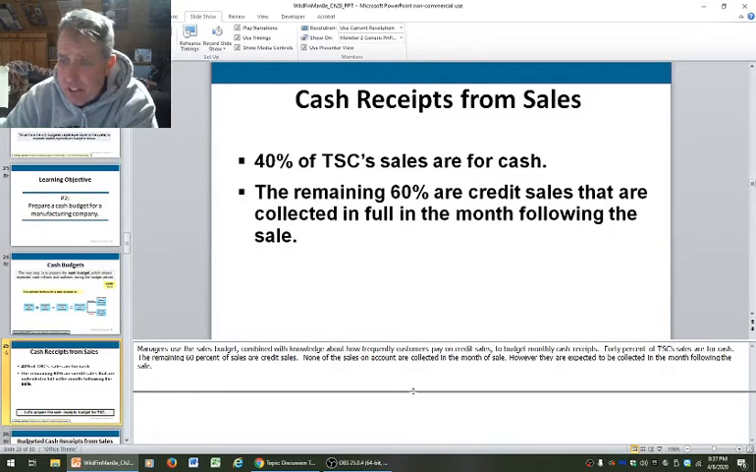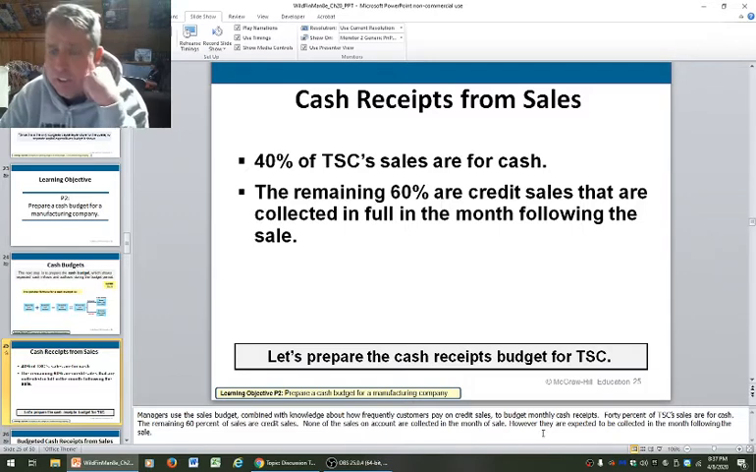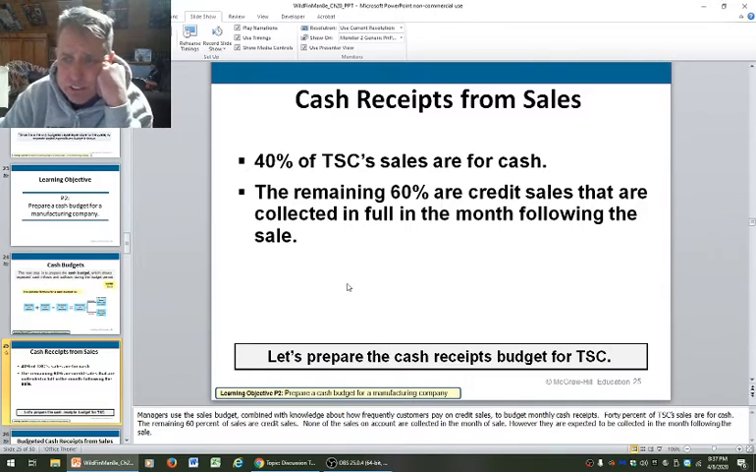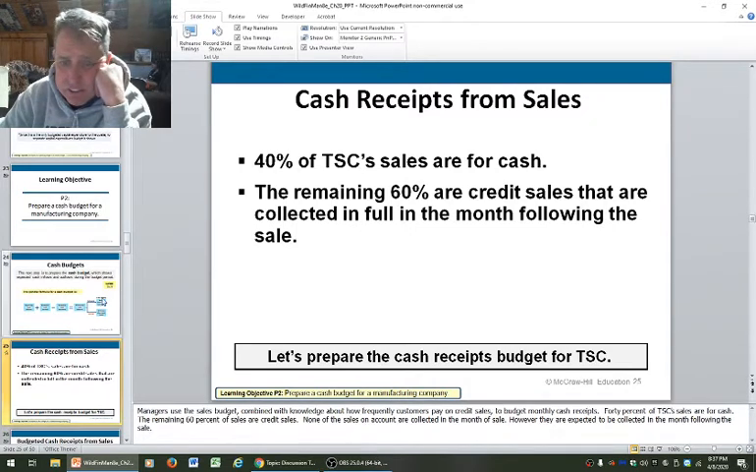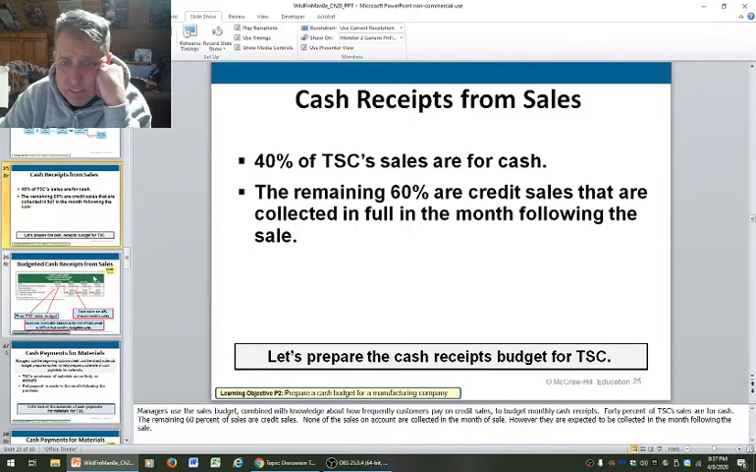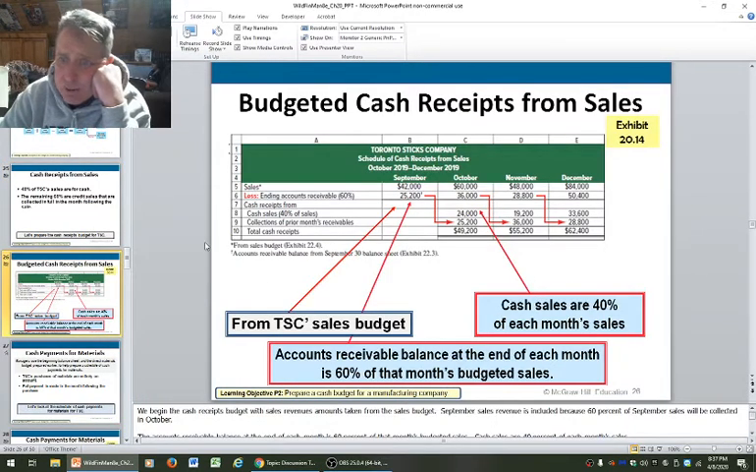And here's where that question in number 4, I think it is, or 3, whatever you said. TSC is a fictitious company. 40% of their sales are for cash. The remaining 60% are on credit. Let's prepare the receipts budget for TSC. So here's their budget, and this is their sales budget. Remember, everything sort of works off of sales.